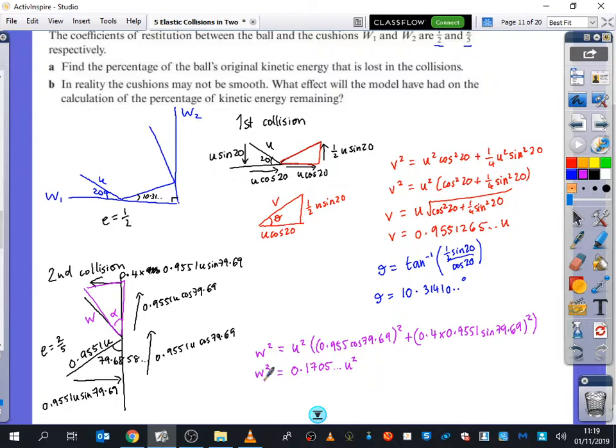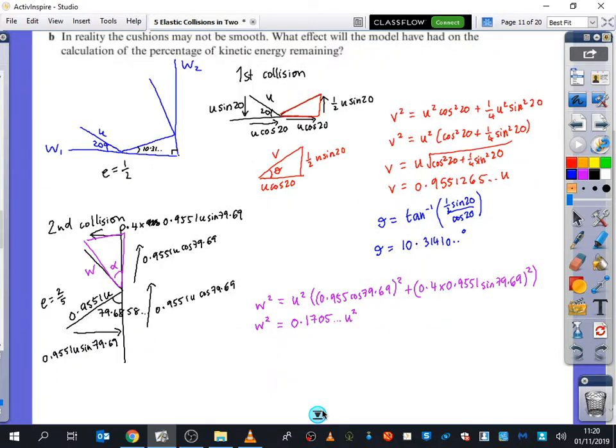Now we just need to make a comparison about the two speeds. So this is the thing I actually think can be quite confusing. It says here, find the percentage of the ball's original kinetic energy that is lost in the collisions. So it's the amount lost over the original, as a percentage. So it's half m u squared take away half m w squared.